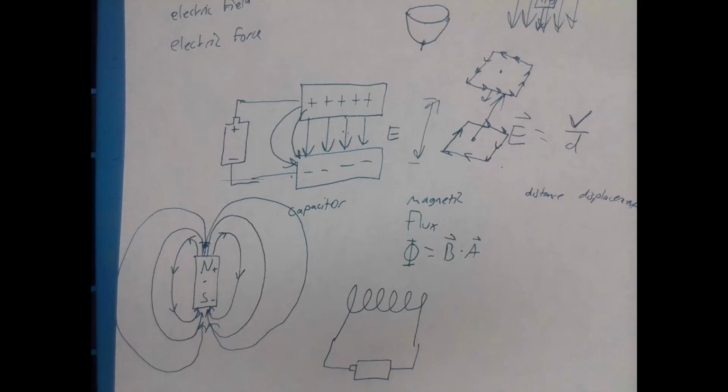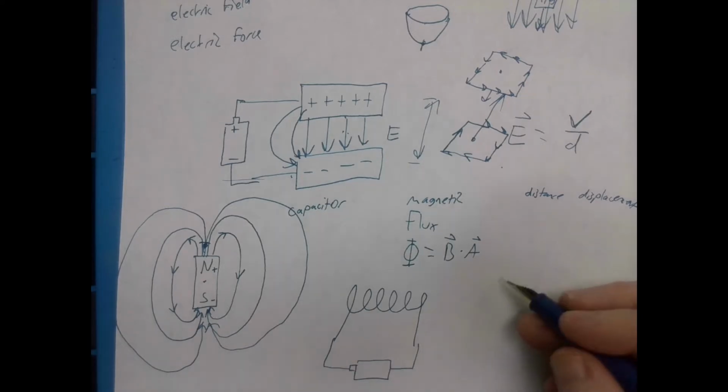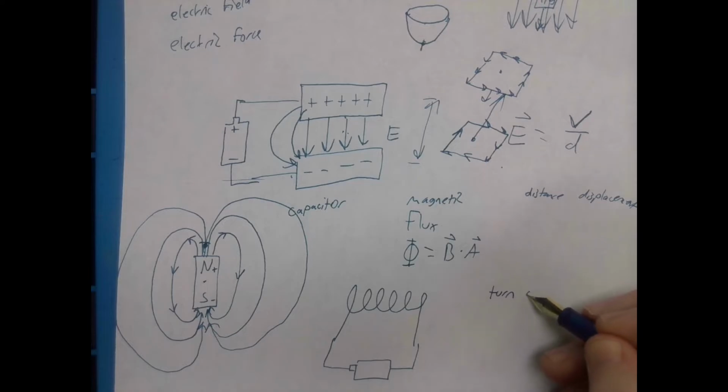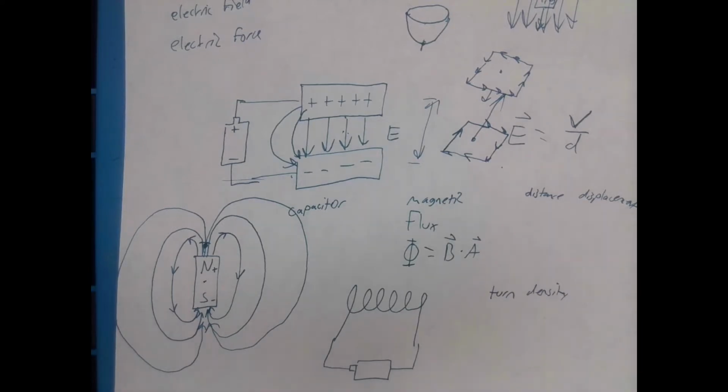You have to put more loops in it. Turn density. Increase the number of turns. So turn density. What else?